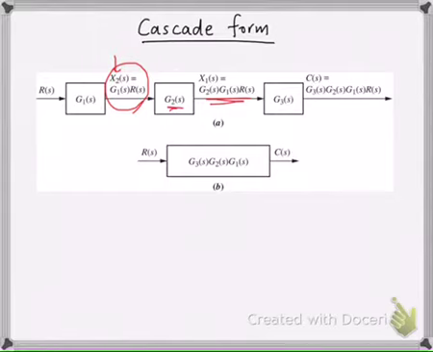So if you represent the entire interconnection of these 3 systems connected in a cascade form by just a single transfer function, let's call it G of S, then that transfer function is simply the product of the 3 transfer functions, and that's exactly what you see here. So if you connect multiple subsystems in a cascade form, the equivalent system has a transfer function which is the product of all those individual transfer functions.